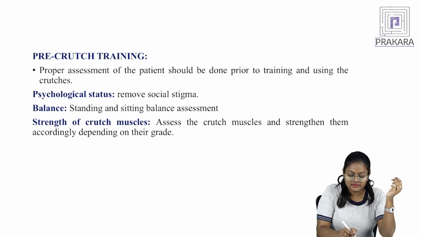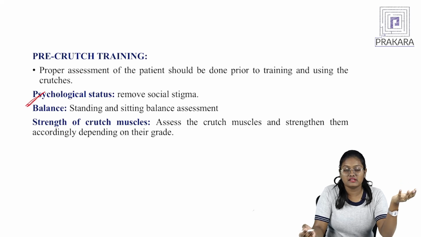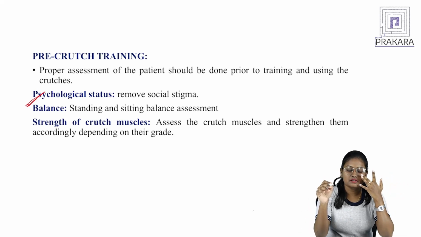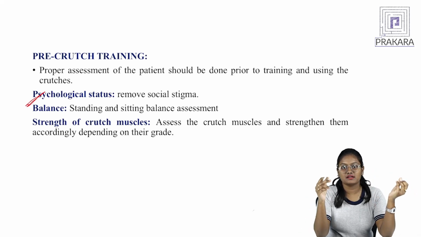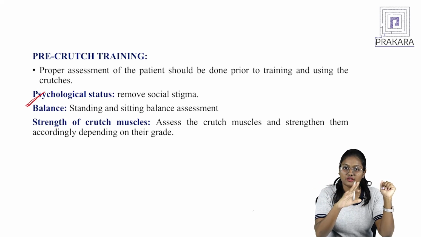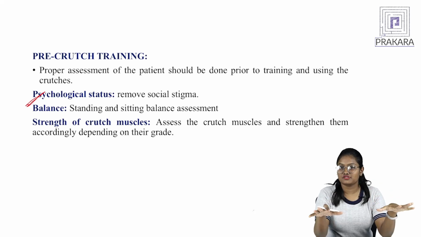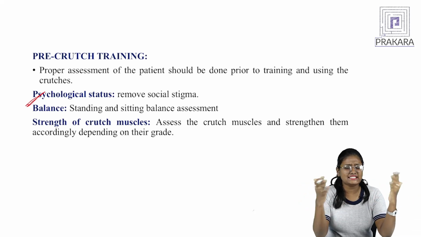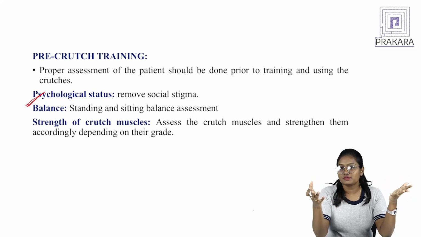The first one is psychological status. Psychological status is very important. If some person comes to you and says, ma'am or sir, I cannot walk, I need some help, and then you prescribe them a crutch, the first thing they say is no. They'll say straight away that they will not use the crutch, at least not publicly, because of social stigma.